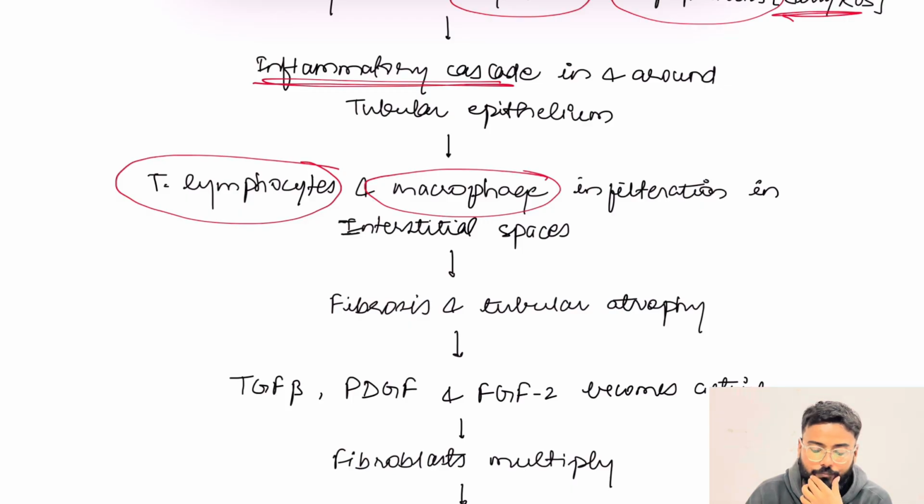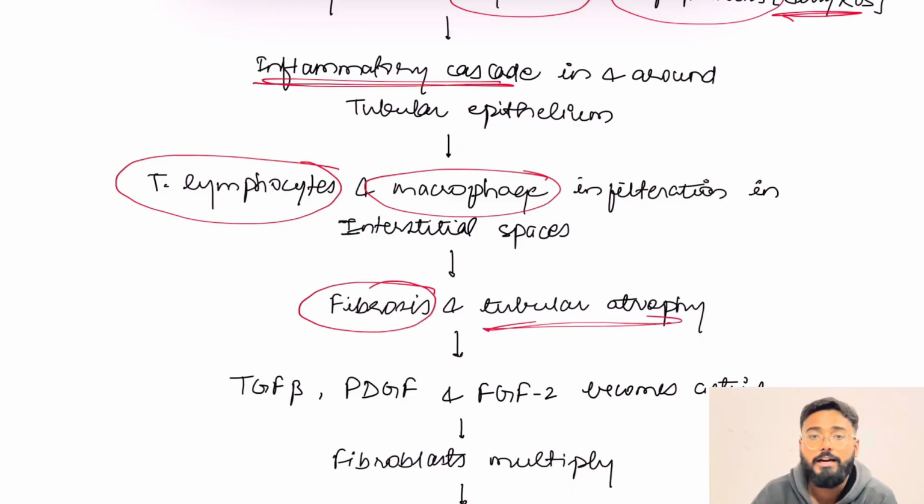This is how the body manages inflammation in the visceral organs. Whenever there is an inflammatory cascade, there will be incorporation of T lymphocytes and macrophages, just to clear whatever abnormality has come to that place. So the main responsibility of these is to clear that. But what happens when they clear it? There is activation of your fibroblasts, and they are going to cause fibrosis and tubular atrophy.